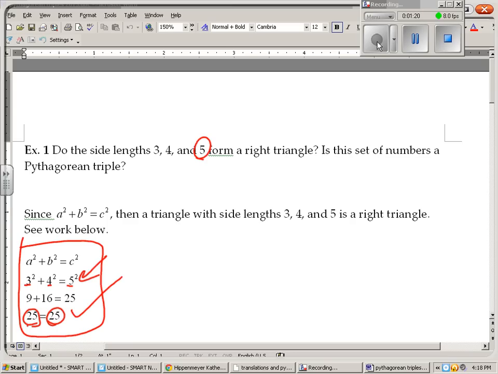So we would say, since a squared plus b squared equals c squared, then a triangle with side lengths 3, 4, and 5 is a right triangle. So basically we proved that it is a right triangle because a squared plus b squared equals c squared. So we would call that a Pythagorean triple. Those 3 lengths are a Pythagorean triple because those 3 lengths form a right triangle. Let's move on.